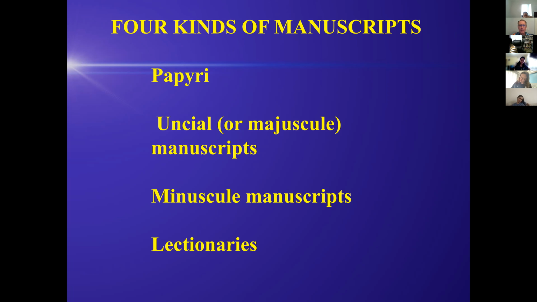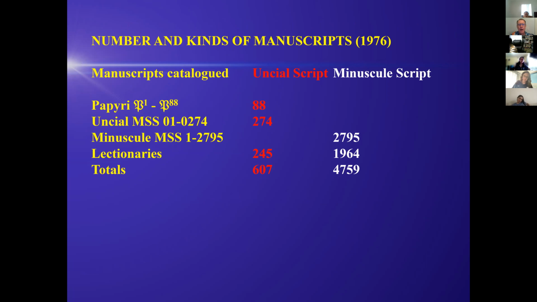Let me give you a little chart here. This was from 1976, so it's quite dated. On the left column, we have the kind of manuscripts. The middle column is the kind of script that was used. It was uncial, and then in the right column, minuscule. So the papyri in 1976, there were 88 of them. All 88 were in uncial script. The uncial manuscripts, there were 274. All 274 are in uncial script. The minuscule manuscripts, of which we have 2,795, all of them are in minuscule script. The lectionaries, however, are divided. 245 of them are in uncial, 1,964 in minuscule, and then there you have the totals.